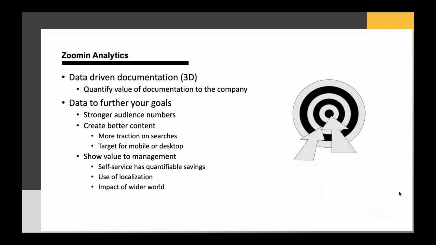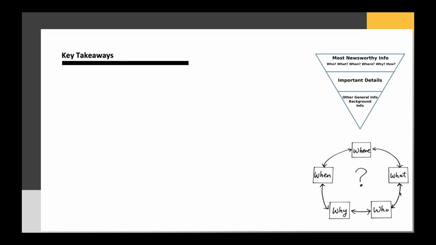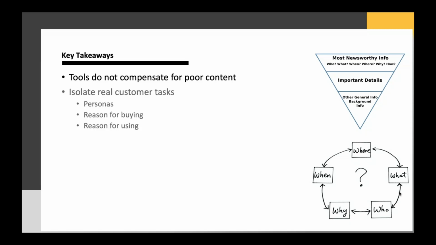So we're coming up to the top of the hour, and here are our key takeaways, all right? First thing up is that tools are not a compensation for poor content. Good content is good content, right? And you need to be able to write for your audience, which is such a cliche, but there is a very structured process as we've spoken about today.